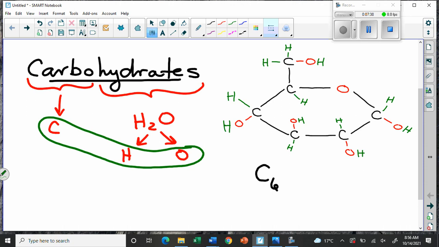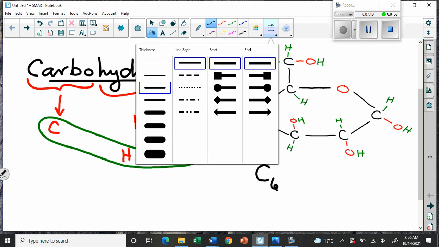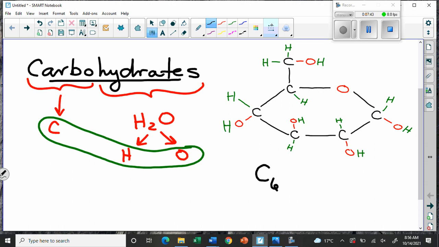So then we can count up the H's, and if you count them, you should find that there are 12 of them. 1, 2, 3, 4, 5, 6, 7, 8, 9, 10, 11, 12. So we write H12. And then if you count the red O's, 1, 2, 3, 4, 5, 6.